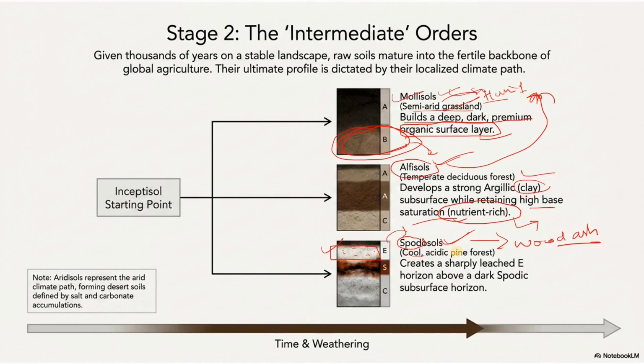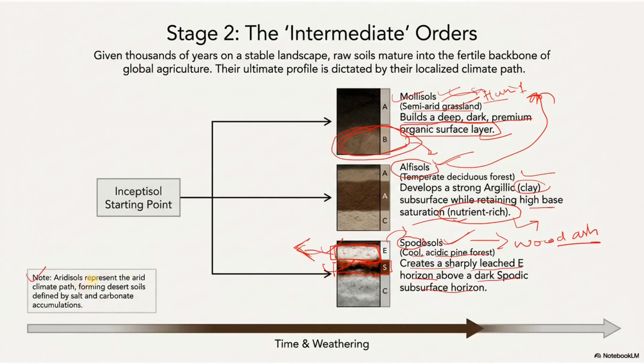Where is it found? It is found in cool, acidic pine forest. It creates a sharply leached E horizon. Now you can understand why this is gray in color, because this is very much leached. There is no nutrient left in this horizon. And here we find a dark spodic subsurface horizon.